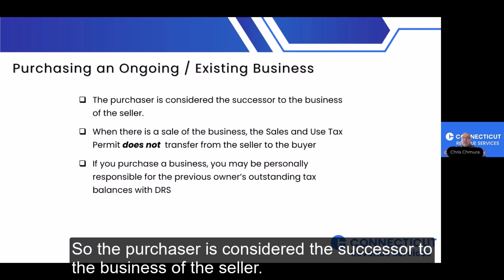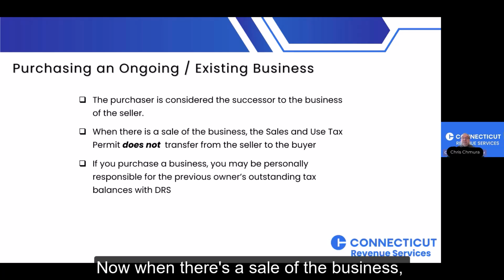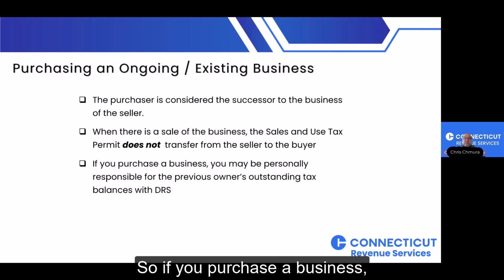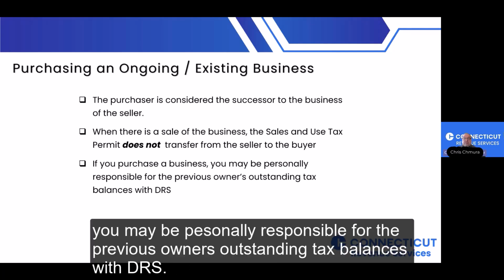So the purchaser is considered the successor to the business of the seller. Now, when there's a sale of business, the sales and use tax permit does not, and I say again, does not transfer from the seller to the buyer. So if you purchase a business, you may be personally responsible for the previous owner's outstanding tax balances with DRS.